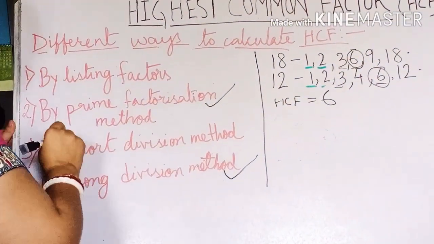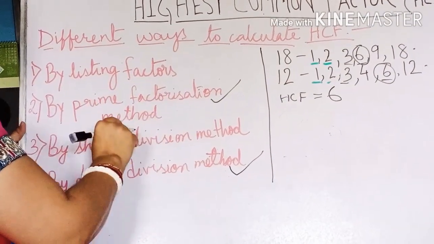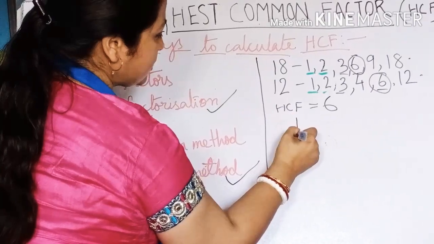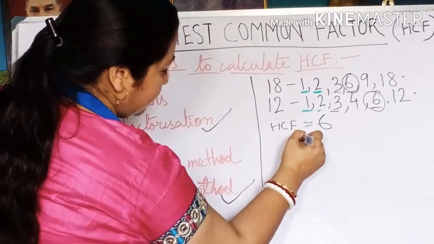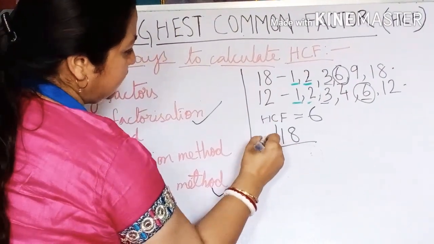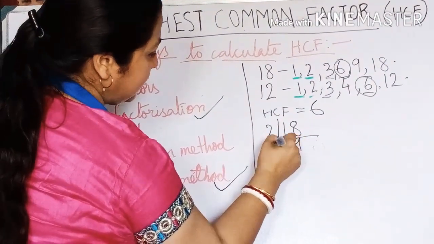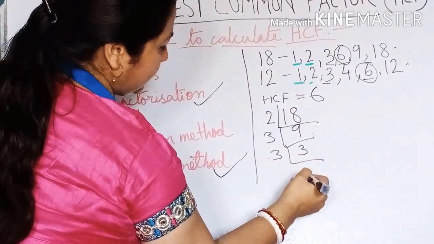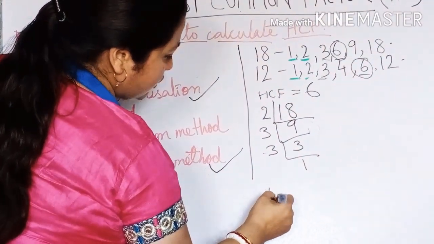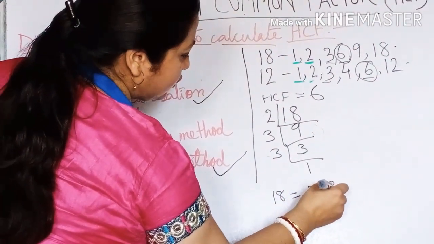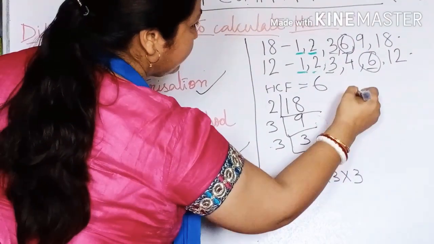What is the second method? Prime factorization method. I hope you remember in the last class we have understood this process, prime factorization. We will be taking the individual prime factorization of each number. Let's start with 18. 2 9s are 18. 3 3s are 9. 3 1s are 3. So 18 can be written as 2 into 3 into 3.